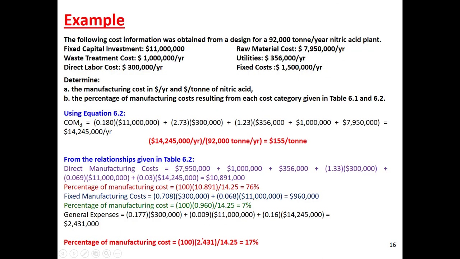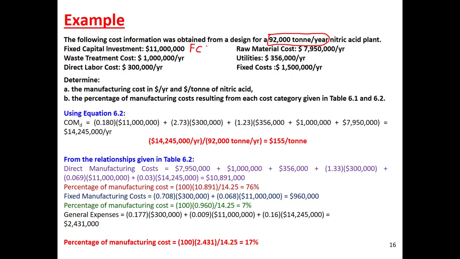Now we have one example that we can work on. We have the following cost information obtained from a plant, a manufacturing plant, with a design of 92,000 tons per year of nitric acid.